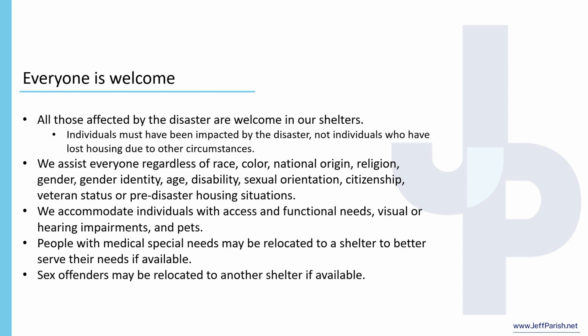We want to make sure that we are assisting everyone, regardless of race, color, national origin, religion, gender identity, age, disability, sexual orientation, citizenship, veteran status, and pre-disaster housing situations. There will be circumstances in which we have people who are homeless, for example, in our shelters. We also must accommodate people with access and functional needs. That includes visual and hearing impairments and people with pets. Our requirement to assist those individuals actually comes from guidelines from FEMA.